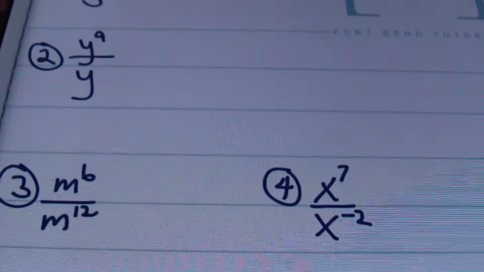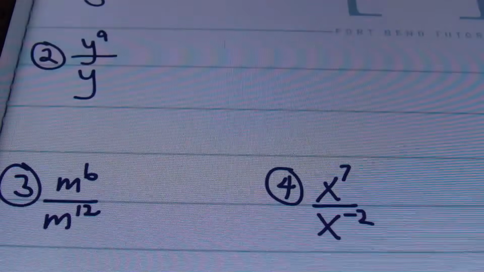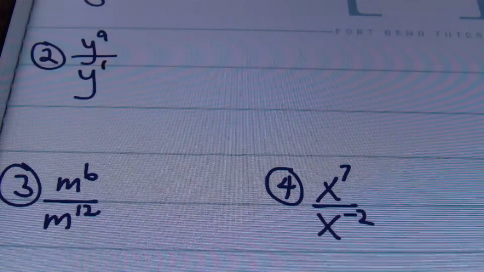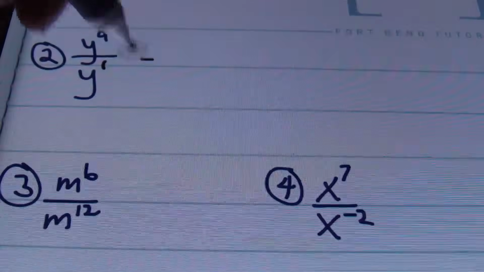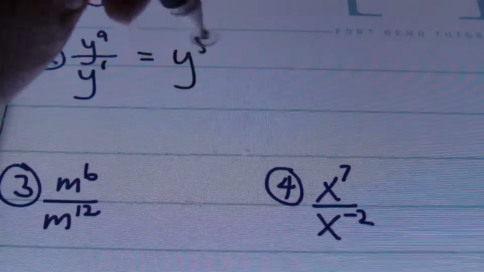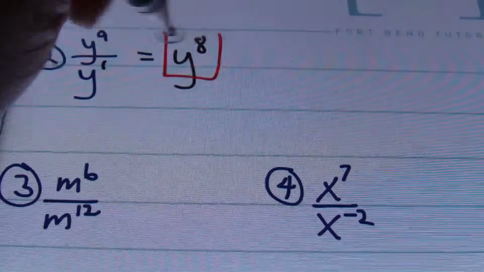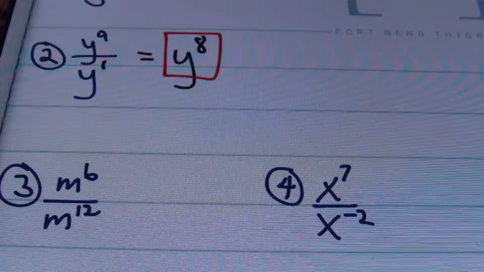Then, problem number 2. With problem number 2, I have y to the 9th power, and we should know that in the denominator, y is raised to the 1st power. So you'll end up subtracting the exponents here. So 9 minus 1 gives you 8, so this is just y to the 8th power. And that's it. That's my answer. Done and done. Continuing on.